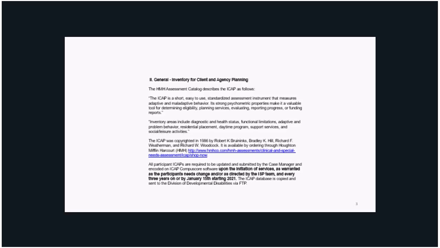Some of you might be familiar with Riverside Publishing, who used to hold the copyright on the ICAP assessment tool. It has been sold recently to this HMH assessment organization. The people that had originally published it under Riverside were 4 very distinguished physicians, and they're all gone now, unfortunately, but that tells you that it is kind of an old tool. That's one thing I wanted to point out with the guidelines.